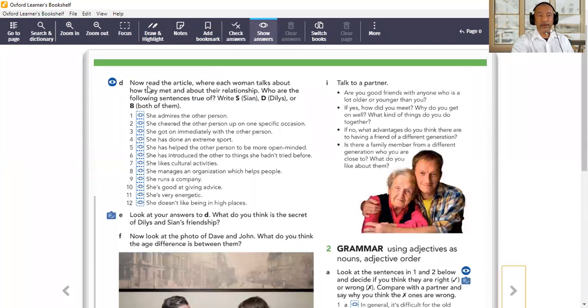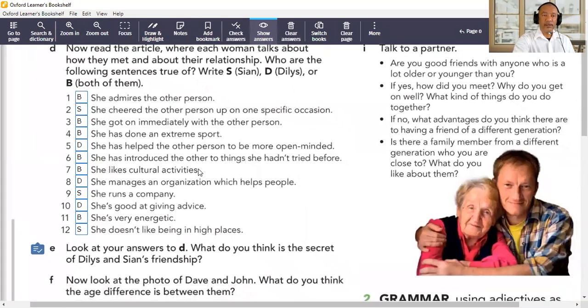So there is this exercise here that somehow refers to the text, how each one reacts to each other, right? So she admires the other person. It's both. Both have an admiration towards the other, right? She cheered the other person up on one specific occasion. They're friends, right? So this is how it goes.